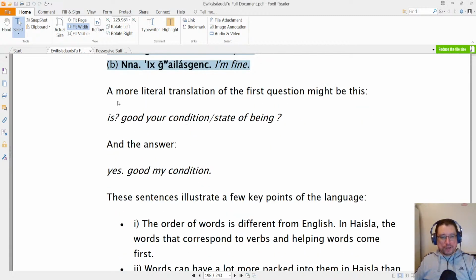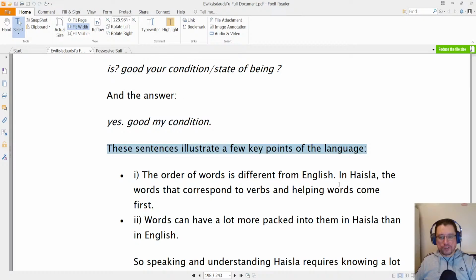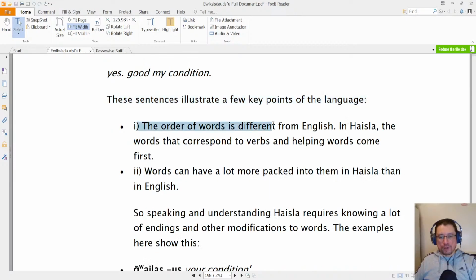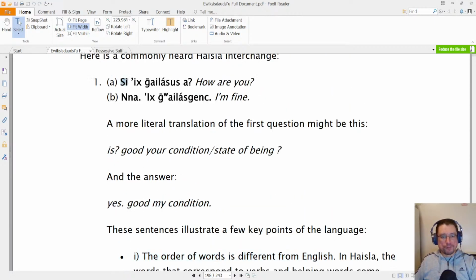So carrying on here, he says, these sentences illustrate a few key points of the language. Number one, the order of the words is different from English, which we can see here, where we have C starting off, which is the question word, which is kind of like Heisla, or kind of like English where you would say is. But then you see a difference here where you see eich, which is good.